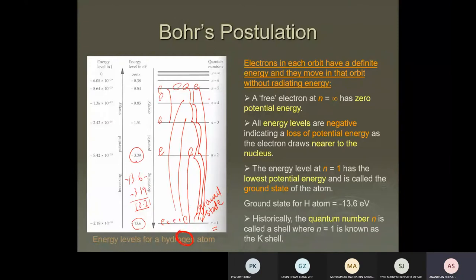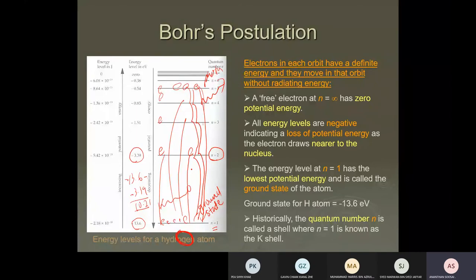Every time it goes to another energy level, energy will be released, in terms of a photon. Let's say the electron is at n equals 2 and comes down to the ground state when it becomes cold. You give out a photon. The energy of the photon is the difference between these energy levels.